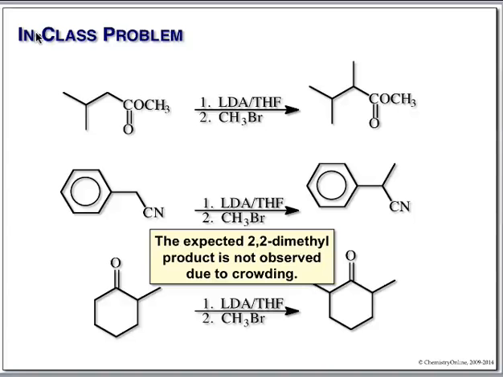However, in this particular case, even though this is the favored enolate anion, this is so crowded that using it as a nucleophile is just very ineffective. So even though you've got just a little bit of the anion on this side, because it's unfavorable, every time you form it, it reacts to give you the wrong product.